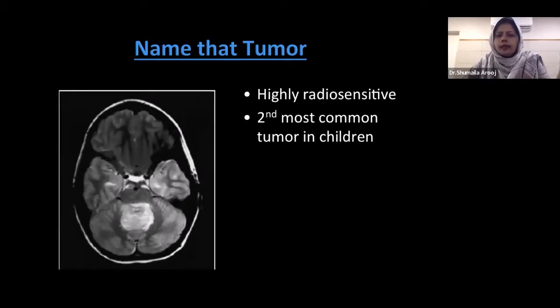This is another lesion. It is the second most common tumor in children, posterior fossa lesion. Already discussed in our previous slides. So this is a medulloblastoma.